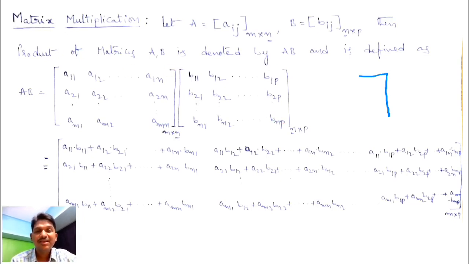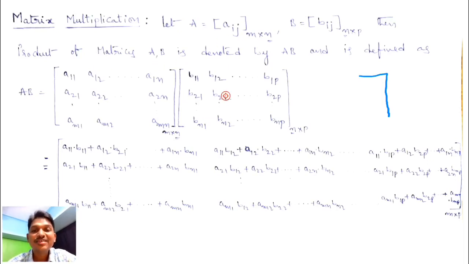What happened? So multiply corresponding elements and add them. A11 into B1p, A12 into B2p, A1n into Bnp, and you add them. I hope you are understanding. Like 7. First row, first column. Okay. Multiply and add them. Multiply the corresponding elements and add them.